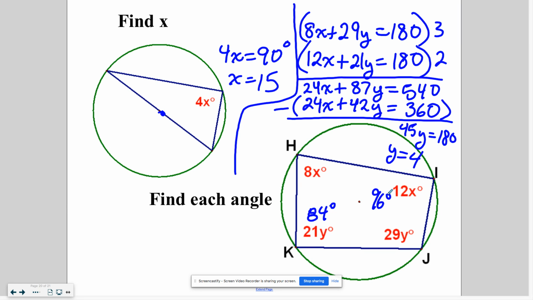So 29 times y, what do we got? 80 and 36, 116, right? 29 times 4, yeah. And then subtract 180 from that, 64. So those are all the angles, right? All those 4 angles. Opposite angles are supplementary.